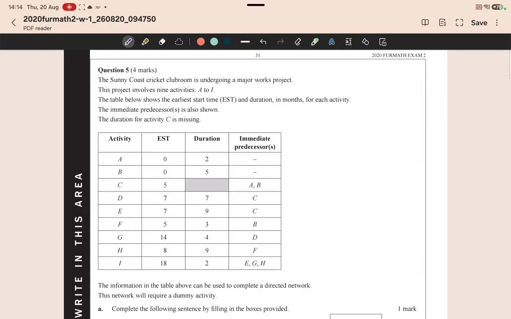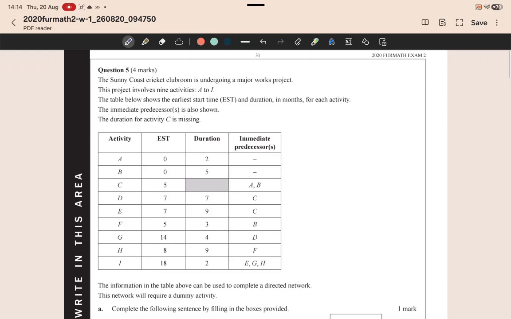In question 5 of the 2020 VCE exam, the information given looks a little different to the normal kind of information given to work on earliest starting time and the latest starting time questions. So let's look at it.